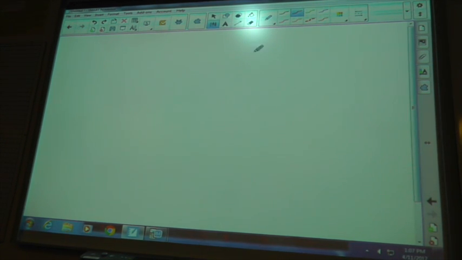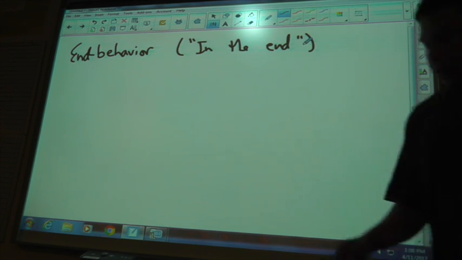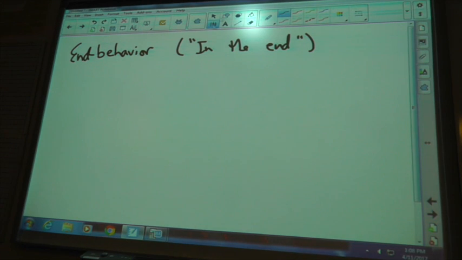This is part of chapter 2, so it's not tangent. It is end behavior. So you can kind of think of it as, in the end, as time goes on, what happens? Watch out for that. It decreases.